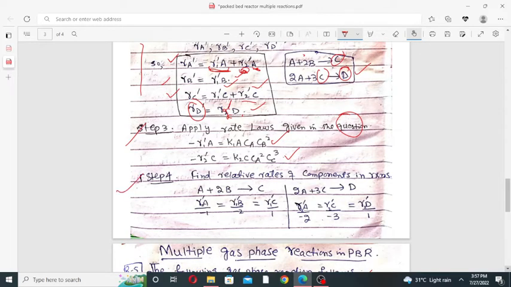Now in step number 4, find the relative rate of component in each reaction. So these are the two reactions. R1A dash divided by minus 1 is equal to R1B dash divided by minus 2, equal to R1C dash divided by 1. Similarly, for reaction number 2, R2A dash divided by minus 2, R2C dash divided by minus 3, R2D dash divided by 1. Because for reactants we write minus, and for products we write plus, and these 1, 3 and 2 are the stoichiometric coefficients. So find the relative rates.